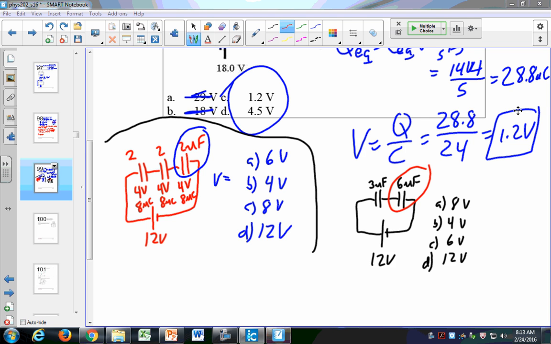Remember, they will always have the same charge. They may not necessarily always have the same voltage, but in this case, because they were identical capacitors, they had the same voltage. Do you have a question, Steve?